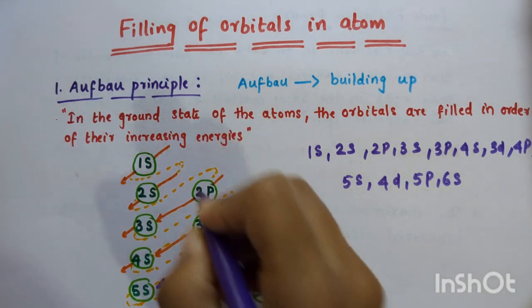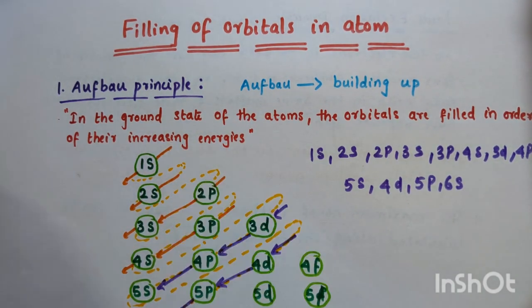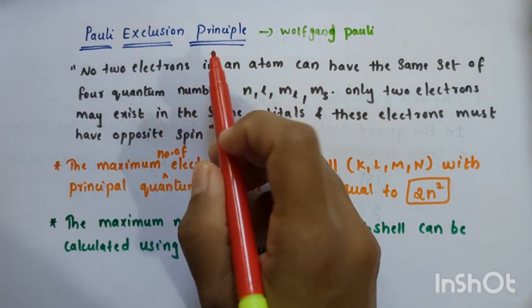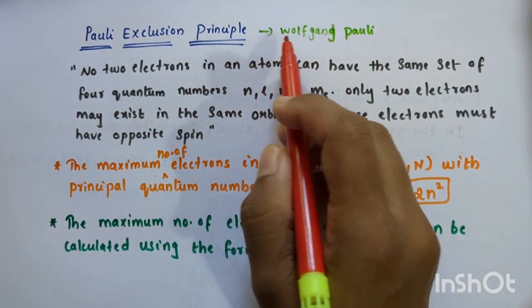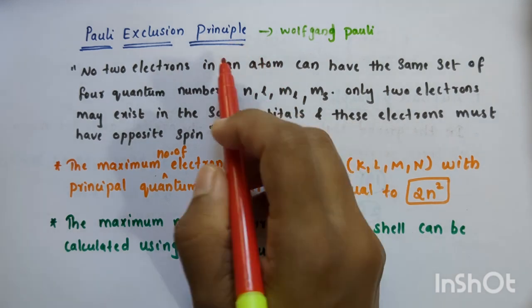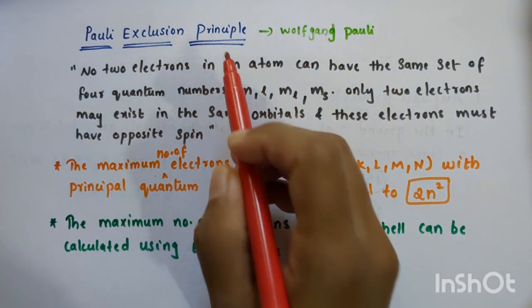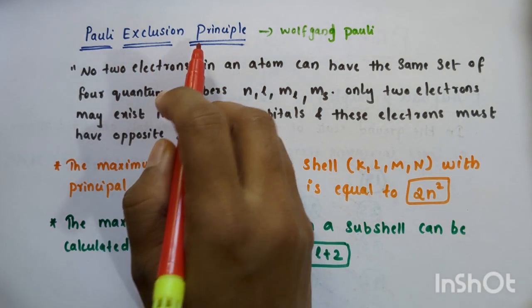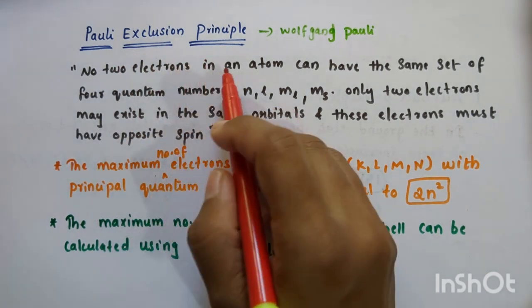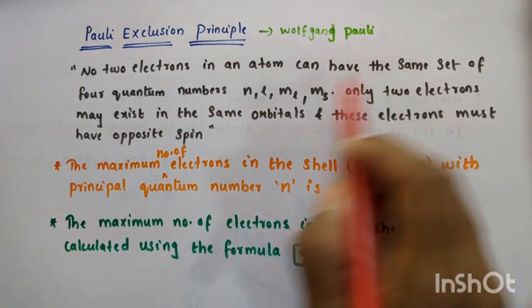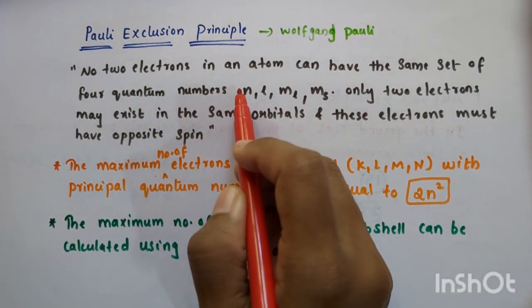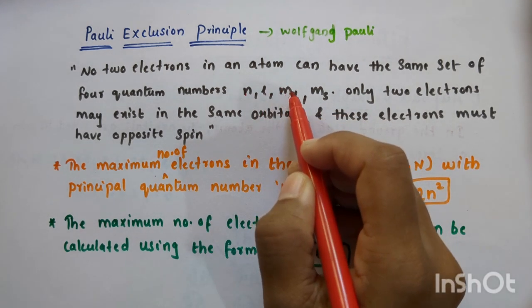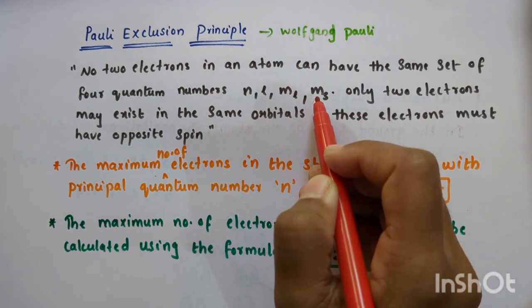Next we are going to discuss the Pauli exclusion principle. This principle was formulated by the Austrian physicist Wolfgang Pauli. It helps in calculating the capacity of electrons to be present in any subshell. According to the Pauli exclusion principle, no two electrons in an atom can have the same set of 4 quantum numbers. The 4 quantum numbers are principal quantum number, azimuthal quantum number, orbital magnetic quantum number, then spin quantum number.